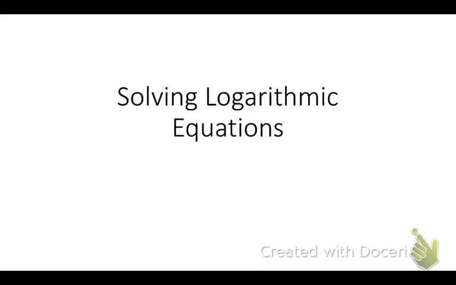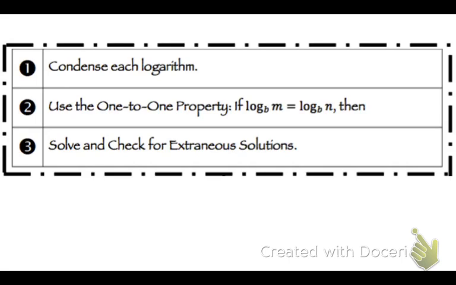All right, solving logarithmic equations. These actually are kind of fun to solve. So, condensing the logarithm, use the one-to-one property, and that property says that if log base b of m equals log base b of n, so the bases are the same, then you can just set m equal to n. Okay, and you always have to solve and check for extraneous solutions.